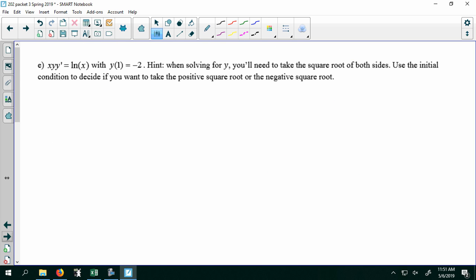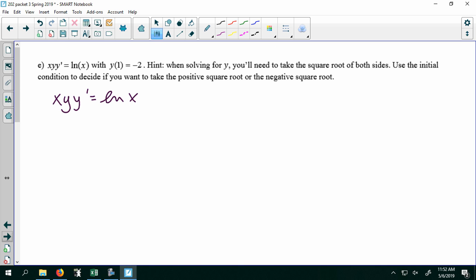Okay, x y prime equals the ln of x, where y of 1 equals negative 2. And there's a hint about taking the plus or minus square root, so we will just sort of hold that to the side, and maybe it will make sense when we get to the end here. Okay, so x y prime equals ln x. Rewrite the y prime as dy/dx.